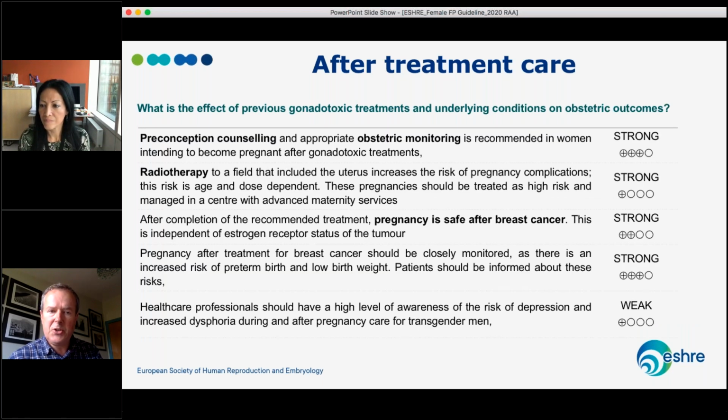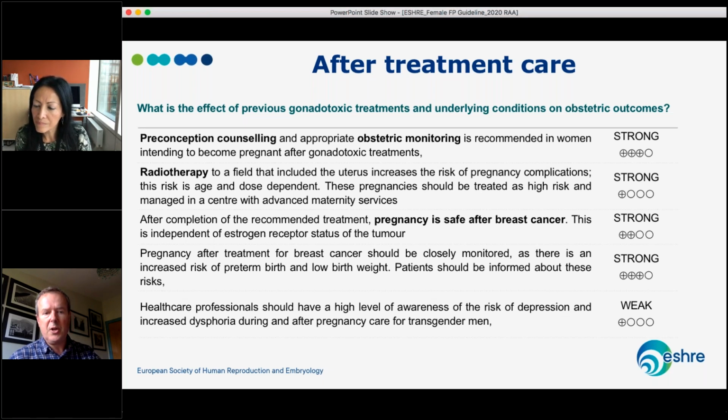You can see we managed to have several really strong recommendations regarding obstetric outcomes, and this is a very important area where there is now substantial evidence. We recommended the need for counselling and obstetric monitoring, and highlighted the serious risks involved where there's been radiotherapy involving the uterus. Importantly, we provide a strong recommendation that the literature now clearly supports that pregnancy is safe after breast cancer, independent of estrogen receptor status. That is something patients need to be aware of and be supported in their decisions.